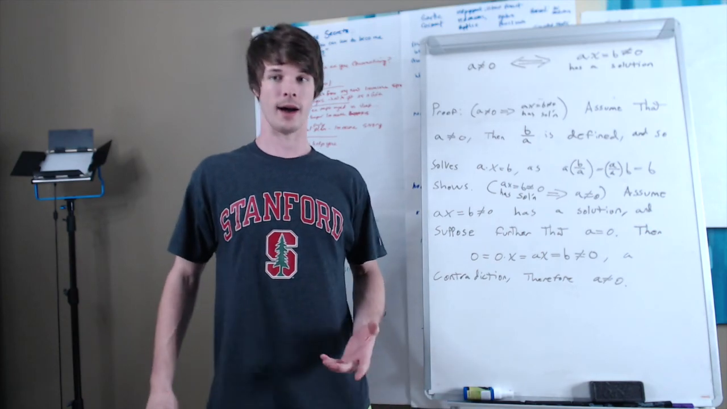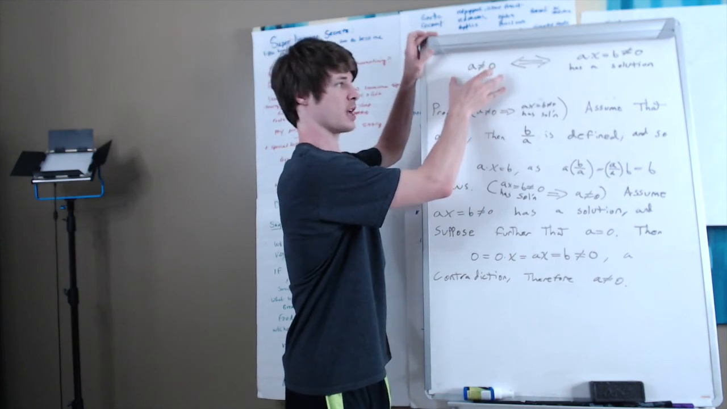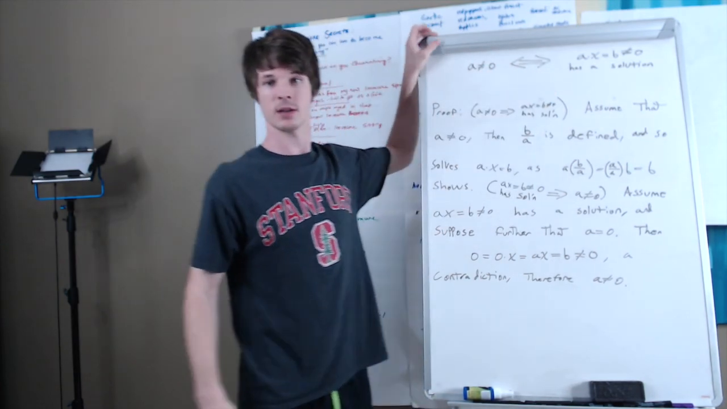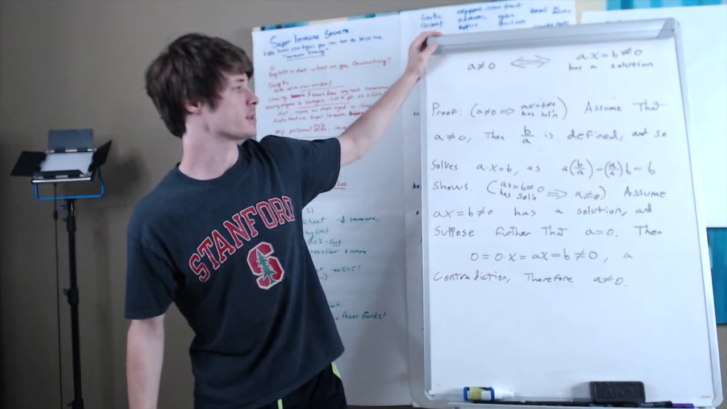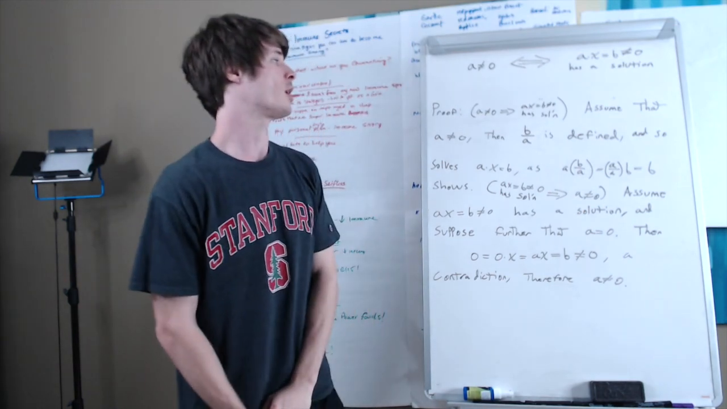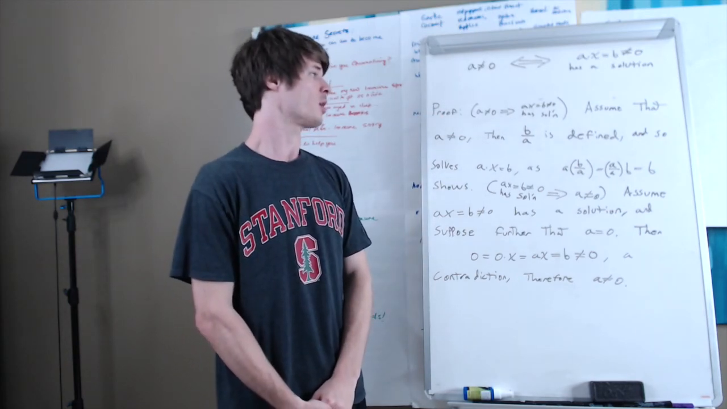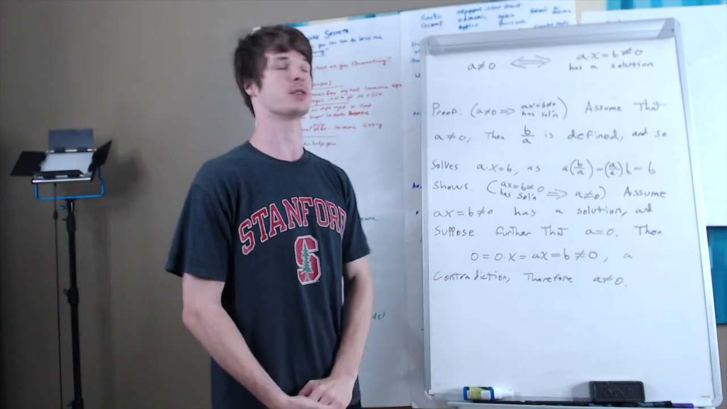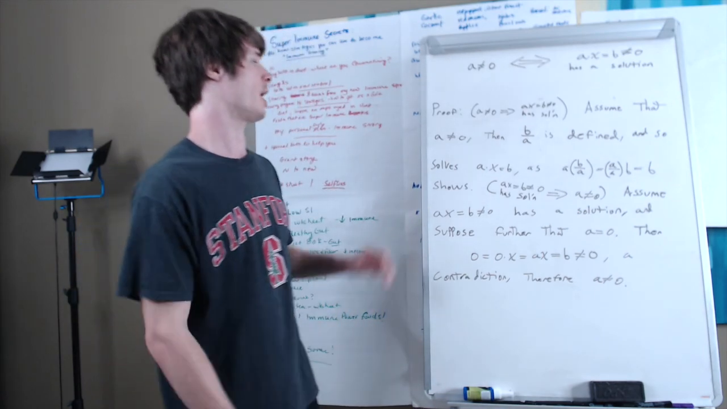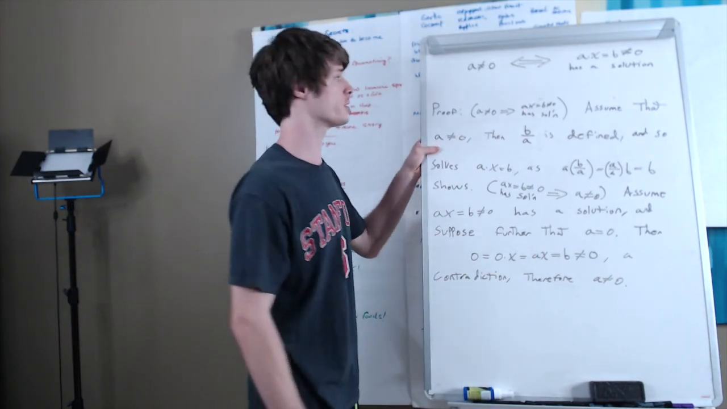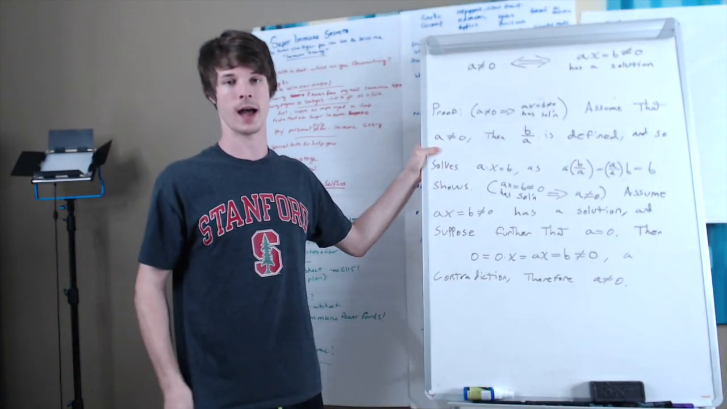So like I said before, we're always going to be proving two if-then statements. One where we assume the first statement and then prove the second statement, and then vice versa, where we assume the second statement and then prove the first statement. So let's start off with that first one here. Our proof is going to begin as though I was just doing an implication going that way. So first, assume our first hypothesis, which is that a is not equal to 0. I want to show this statement is true, that a times x is equal to b has a solution.